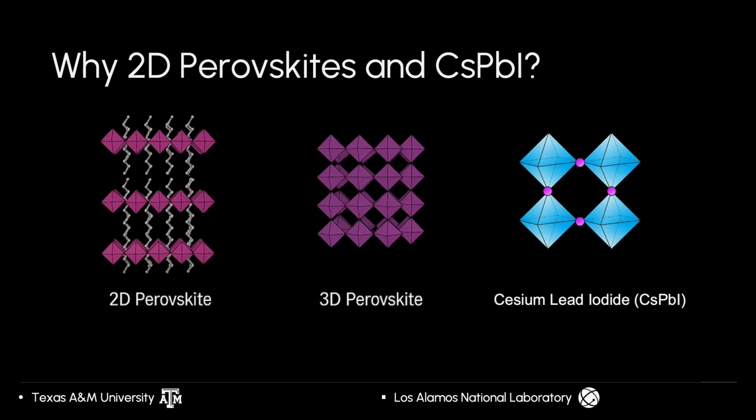Our focus is on a specific material, cesium lead iodide, abbreviated CsPbI. This is a halide-based 2D perovskite with strong optoelectronic properties, meaning it responds well to light and electric fields. But while CsPbI is promising, modeling it accurately is extremely challenging.